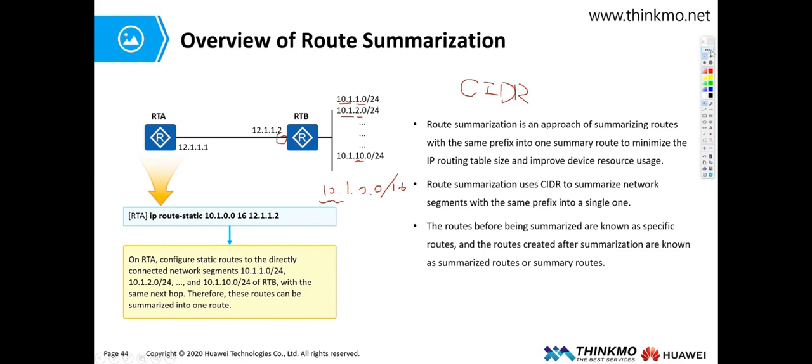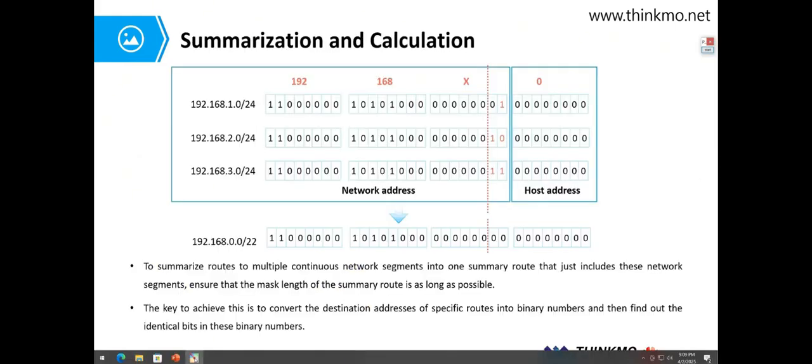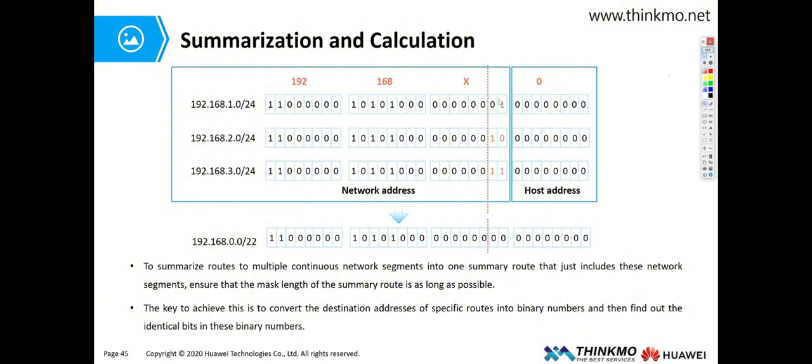So, how do we calculate how much to summarize it into here? For example, right here, we have 192.168.1.0, 2.0, and 3.0. In this process, we first need to convert them into binary numbers. Then we need to find out from which bit our IP address starts to change. All the previous bits are the same, and from this bit onward, it could be 0, it could be 1, or it could be 0 again, indicating a change. Now we copy down the previous bits and convert them into decimal.